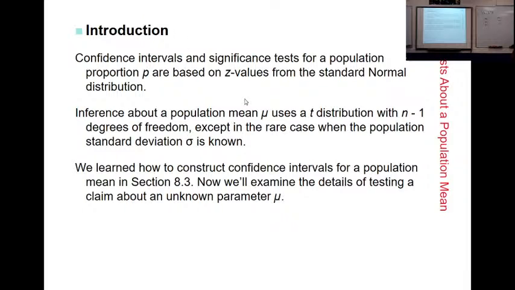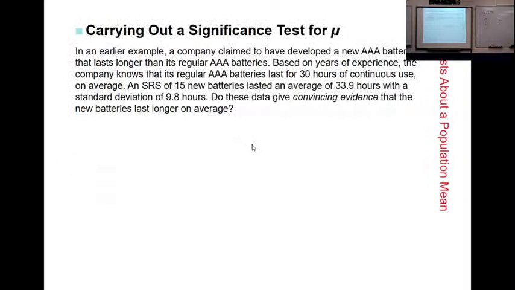So here we go. We're going to start by doing an outline of the four-step process with an example that we looked at before, which is our battery life example. A company is claiming to be developing a new battery that lasts longer, so they want to have this idea that the batteries might last longer than our standard 30 hours now.